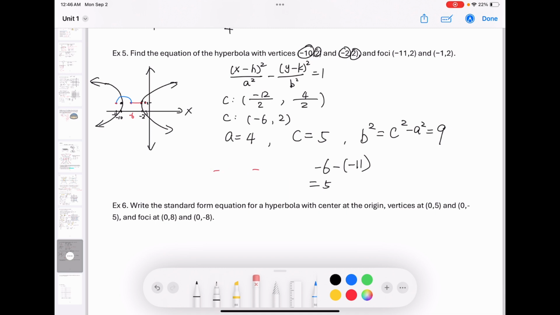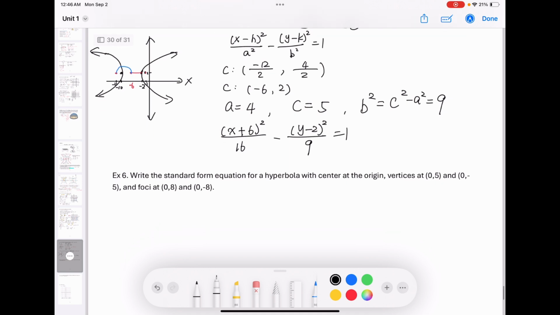So let's erase this. We plug the information into our equation. What do we have? (x minus h) is x plus 6, squared, all divided by a squared, which is 16. And then minus (y minus k), what is k? 2. So (y minus 2) squared divided by 9 is equal to 1. Okay, let's see the next example.